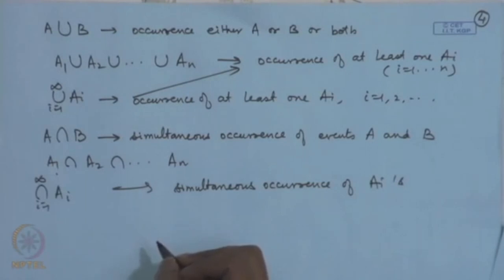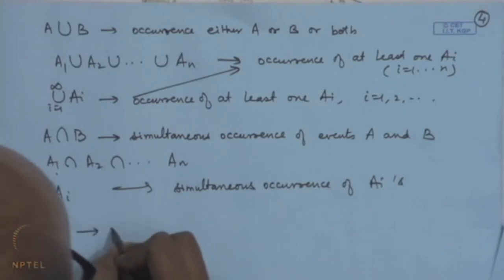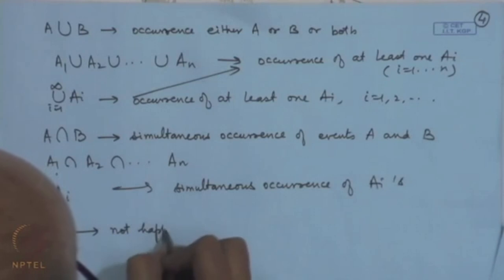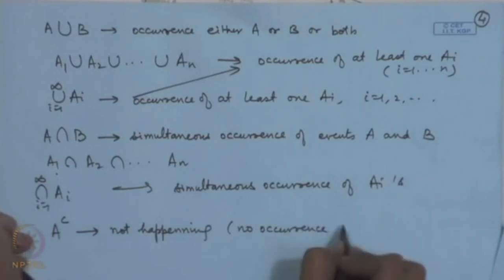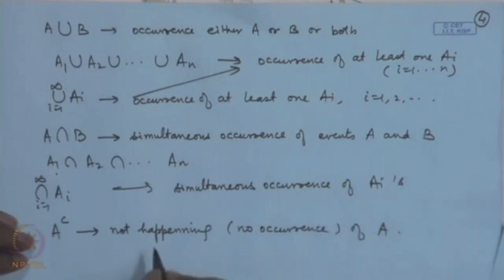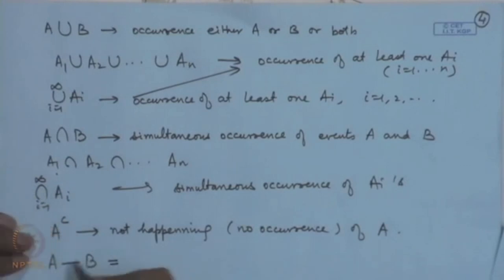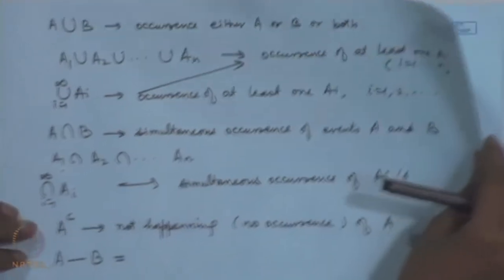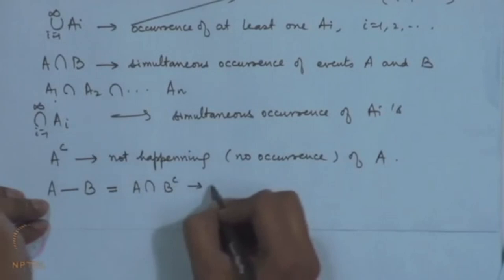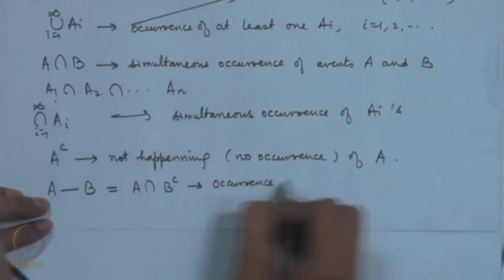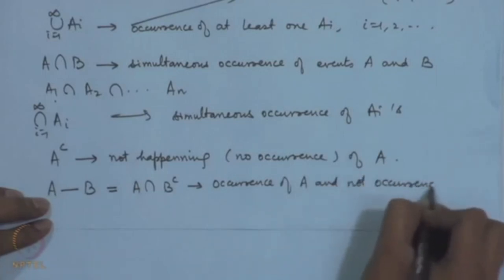Then there is a concept of complementation. For an event A, A complement denotes not happening or no occurrence of A. Similarly, we may interpret A minus B. A minus B in the set theory denotes the set of elements which are in A but not in B. So, this will become A intersection B complement. That means, occurrence of A and not occurrence of B.